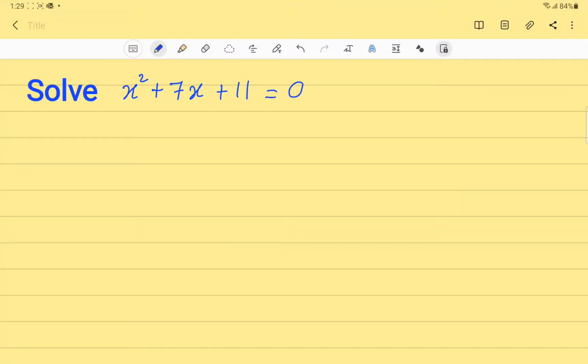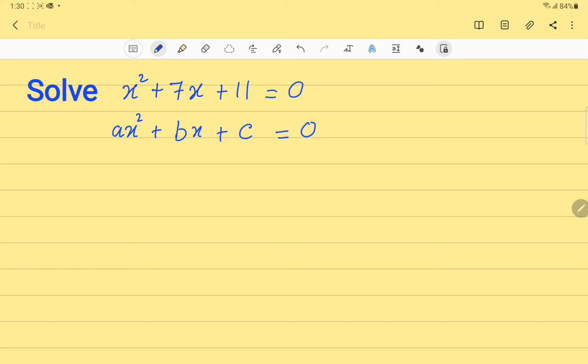In this video we are going to see how a quadratic equation can be solved with the help of a quadratic formula. So let's go for it. The given quadratic equation in this case is x squared plus 7x plus 11 is equal to 0. We will compare this equation with the general form of quadratic equation, which looks like ax squared plus bx plus c is equal to 0.